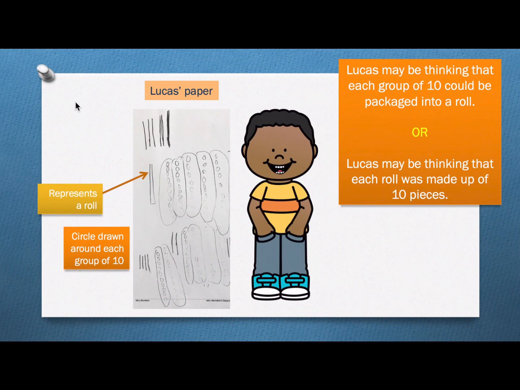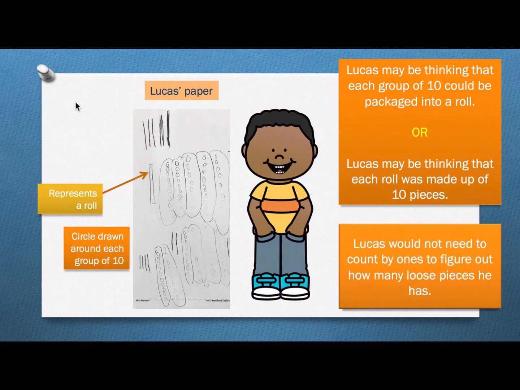For example, if we were to ask Lucas how many pieces he has in the second way he drew, he would most likely very easily say that he has 50 pieces. He might say 10, 20, 30, 40, 50, or simply 50, but he almost surely would not count the pieces by ones from 1 to answer our question.